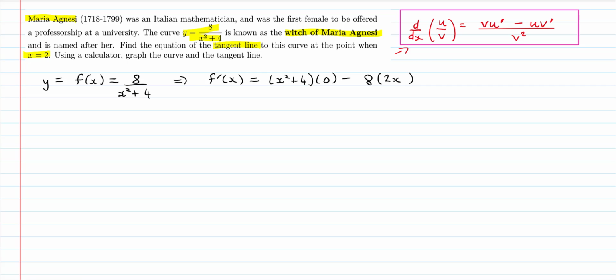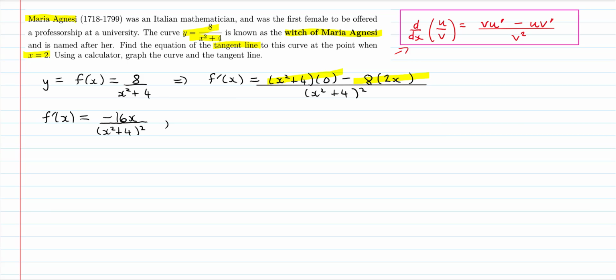And that is all going to be over x squared plus 4 all squared. So simplifying this, we get that f dash of x is equal to, in the numerator, x squared plus 4 times 0, so that's just 0. And then we've got minus 8 times 2x, so we end up with minus 16x in the numerator, all over x squared plus 4 all squared.